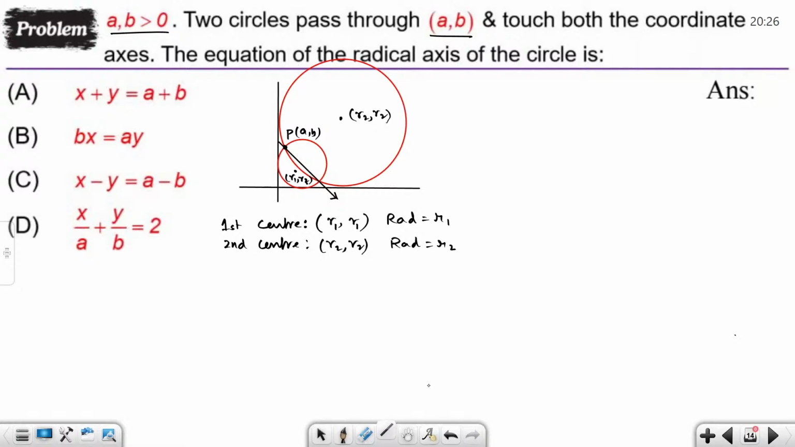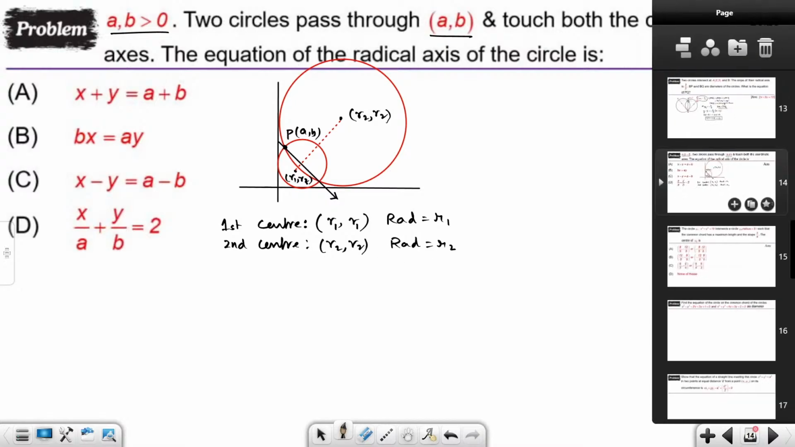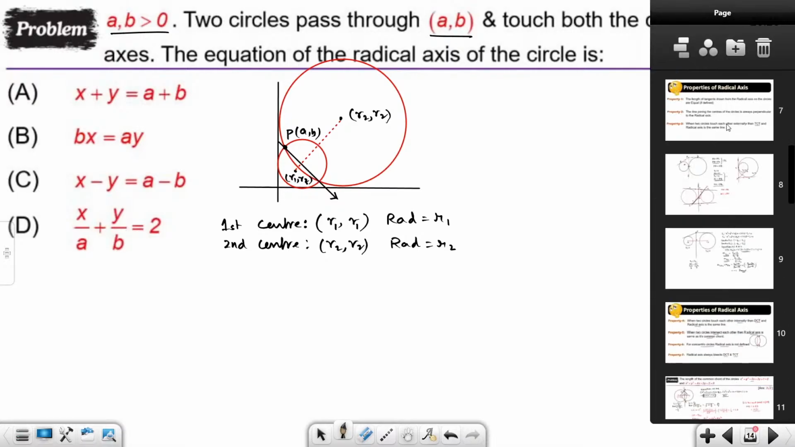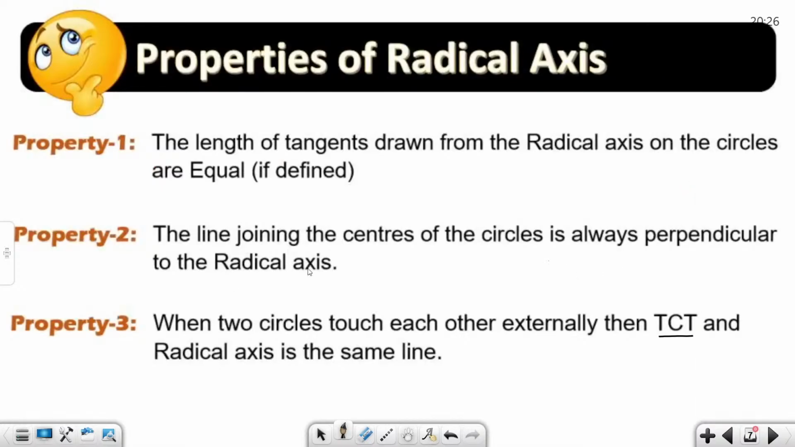Now if I join these two centers, listen carefully to how I am applying the properties of the radical axis. If I join the centers of the two given circles, as we all know, the line joining the two centers is always perpendicular to the radical axis. This property we have learned. Let me come to that point. See, what is property 2? The line joining the centers of the circles is always perpendicular to the radical axis.